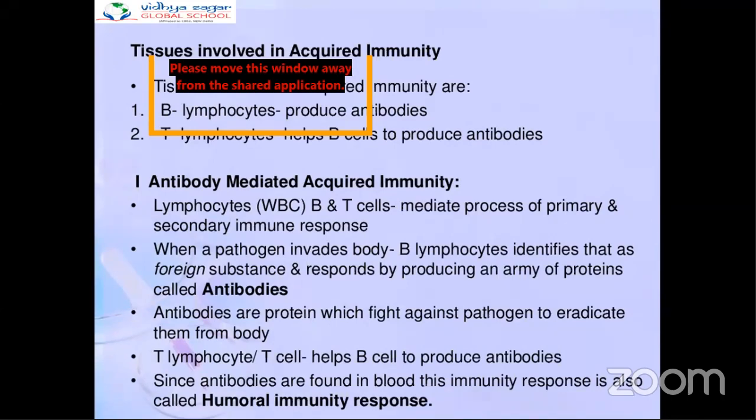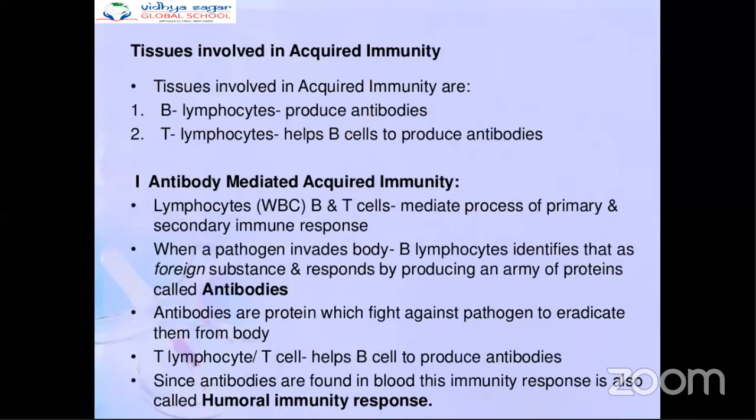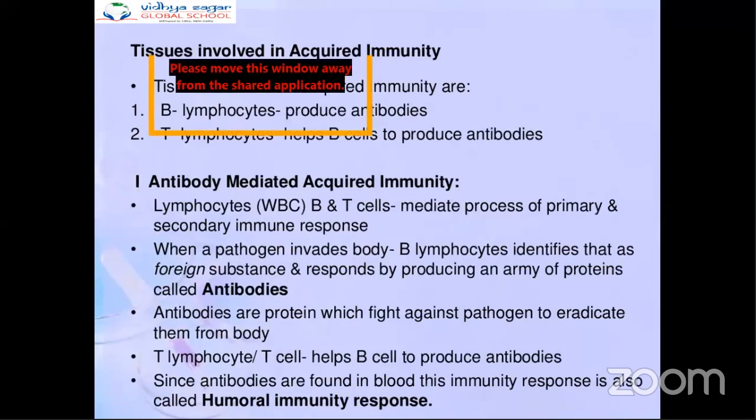When a pathogen invades the body, when it is entering inside the body, B lymphocytes identify it as a foreign substance. The foreign substance we will call an antigen. The B cells respond by producing an army of proteins called antibodies. The substance which is going to fight against the antigen is called antibodies. So antibodies are proteins which fight against the pathogen to eradicate it from the body. T lymphocytes, that is T cells, will help B cells to produce more antibodies. Since antibodies are found in blood, this immune response is also called humoral immune response.